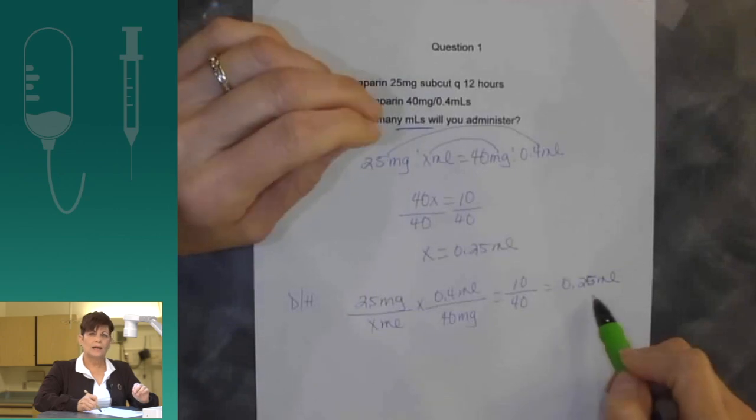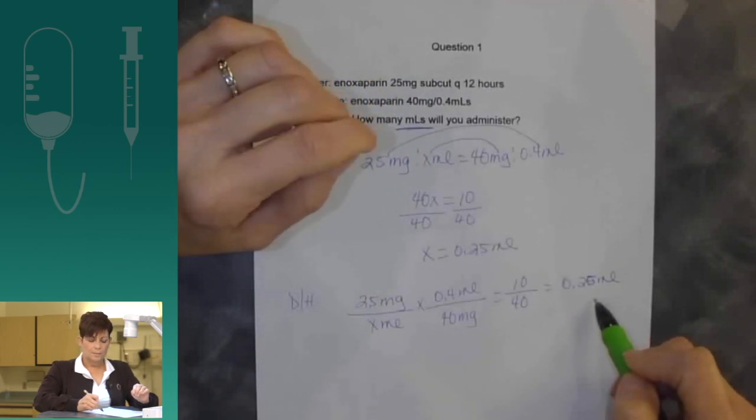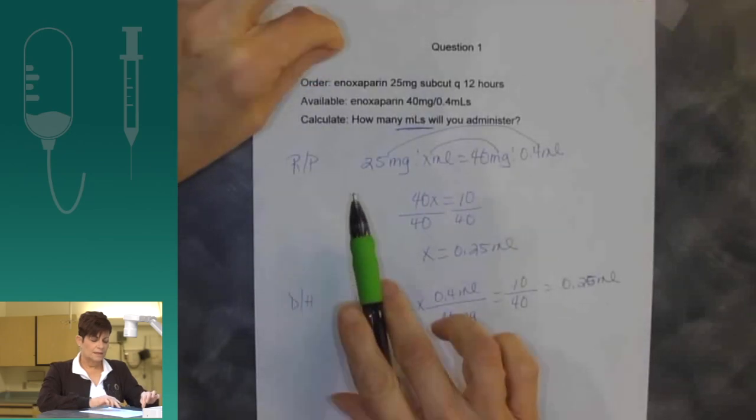Now, what I want you to do in this particular question is really think about it and use your critical thinking. Because this is an anticoagulant and it is a high-risk medication, a lot of students want to round. With this particular medication, it can be given in this dosage, which is 0.25 mLs. We do not want to round to 0.3 because, again, this is enoxaparin. It is an anticoagulant, and it's a low molecular weight heparin. So we will leave it in this dose, and you can use a TB syringe for this.